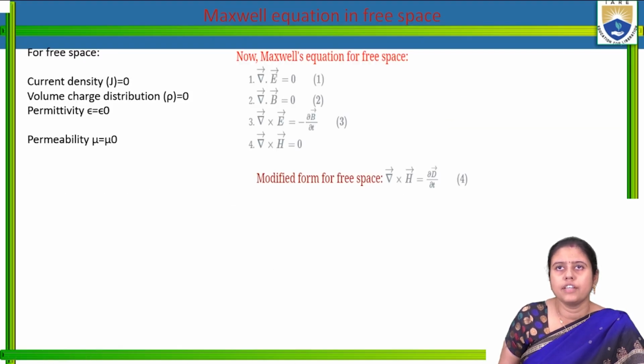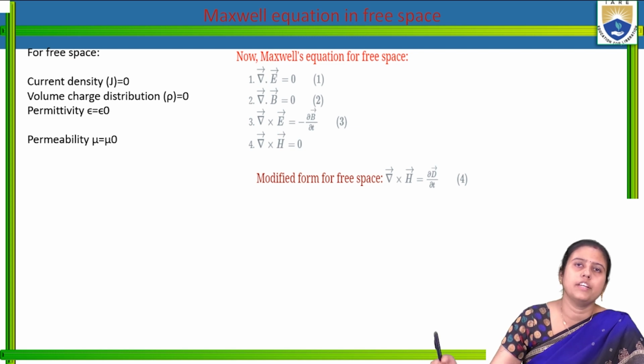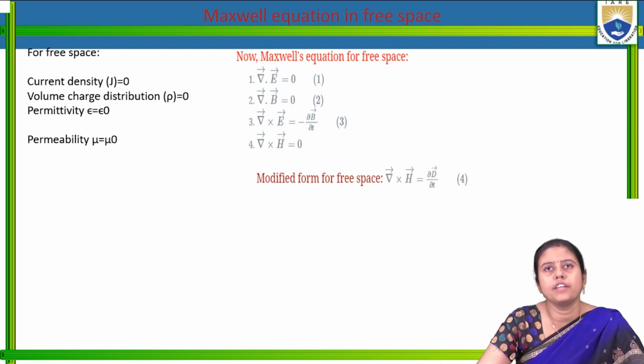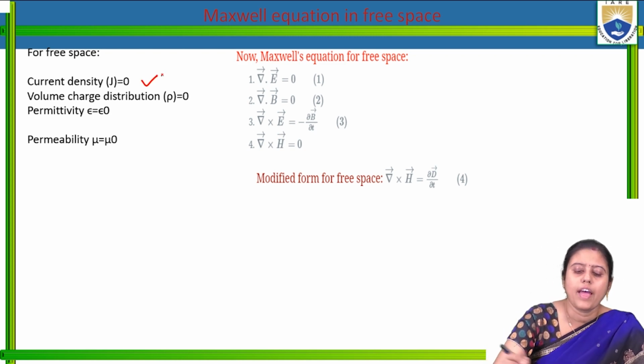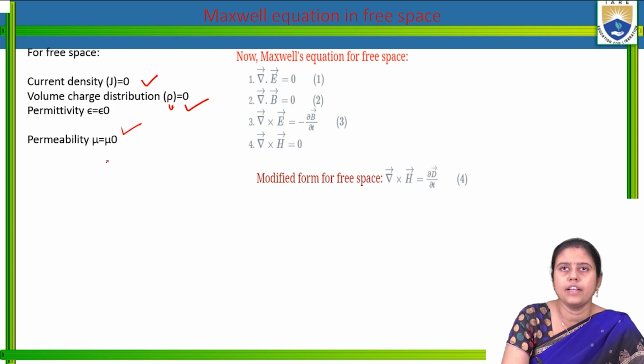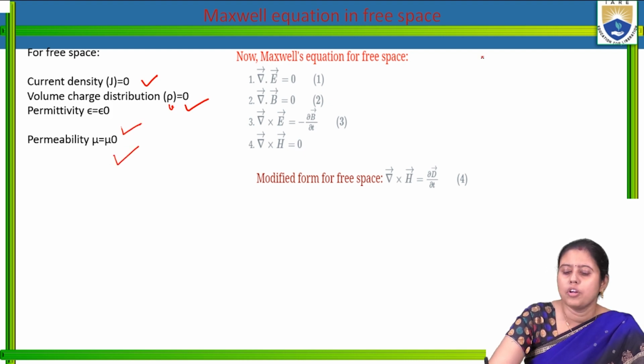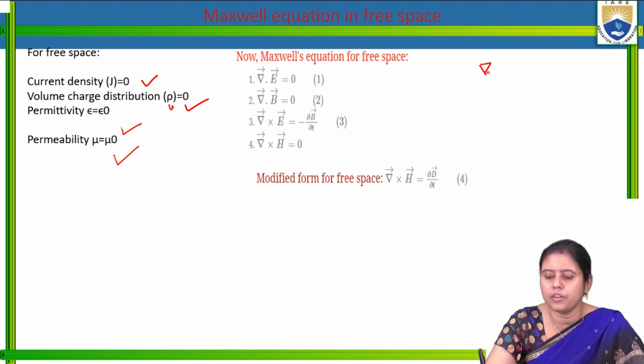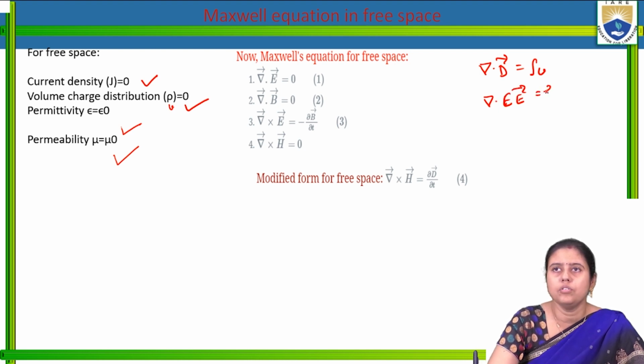Now the next question is, write Maxwell's equations in free space. For free space, we can assume that the current density equals 0, and the volume charge distribution rho v is equal to 0. Permittivity is epsilon naught and mu is equal to mu naught. So the first law we know is grad dot D is equal to rho v. So grad dot epsilon E is equal to rho v. So grad dot E is equal to rho v by epsilon.